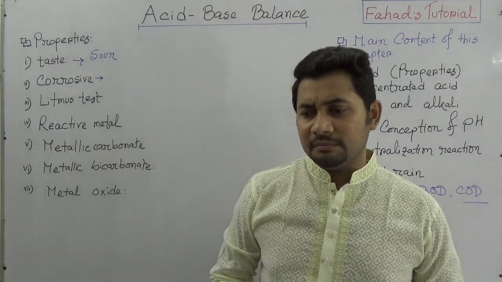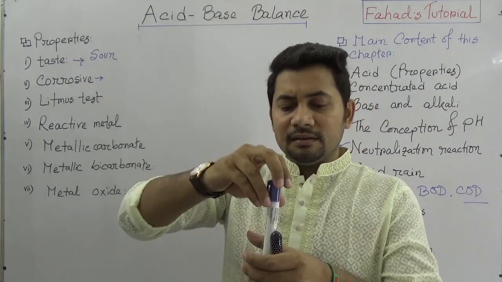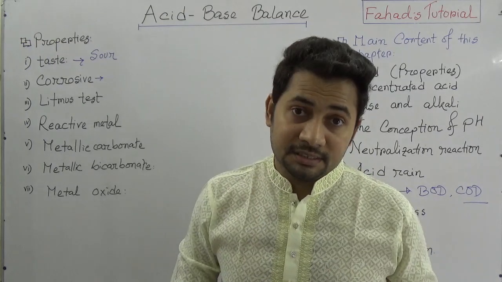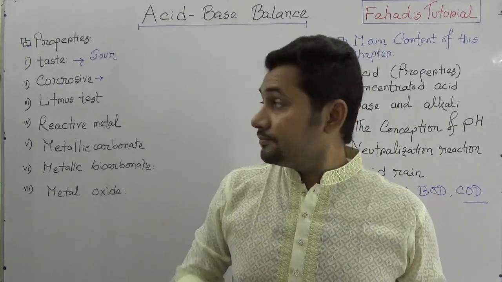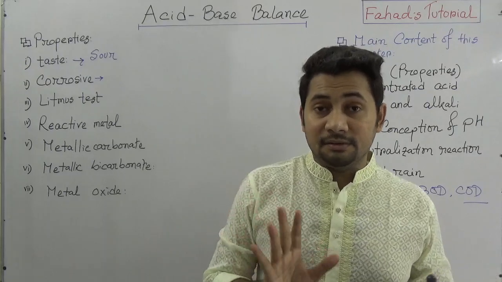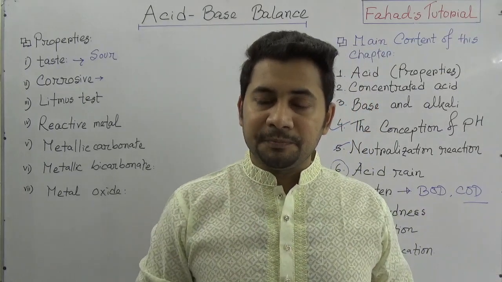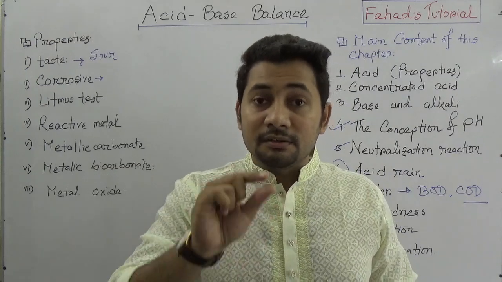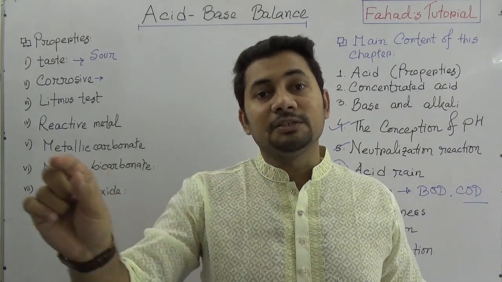If you just put a metal rod inside the acids, it will definitely be corroded. So this is dangerous. So acids are corrosive. So simply we can say this is corrosive. Litmus paper. You must remember one thing, that acid turns blue litmus paper into red.